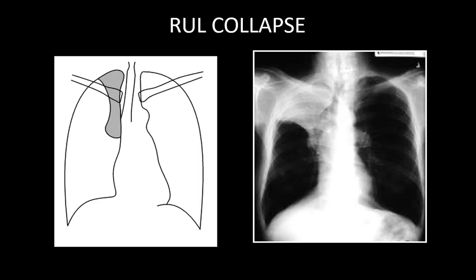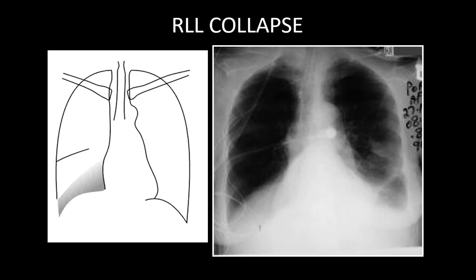Now something about collapse. We all know that collapse produces loss of aeration of that part of the lung, and it tends to pull the trachea towards the side of the collapse. In right upper lobe collapse, you can see there is no aeration. This is all hazy, and you can see the trachea is pulled towards the side of the collapse. So this is how a right upper lobe collapse looks.